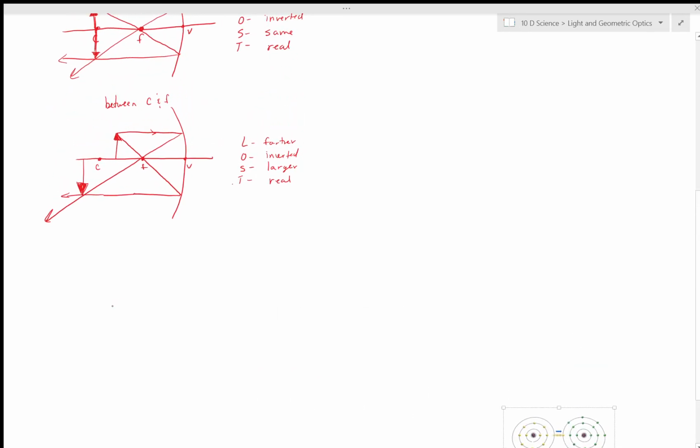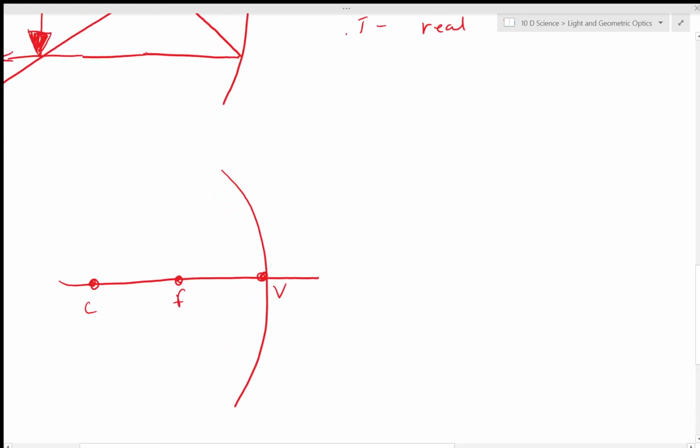The next one here is going to be at F. So this is the next one. So here's my F, here's my C, and my V. So V, F, C. And so this next one here is at F. And so when we are drawing this, we're going to make sure that our arrow is sitting right on the focal point. And at this point, I'd like you guys to pause, try it out, and see what happens.